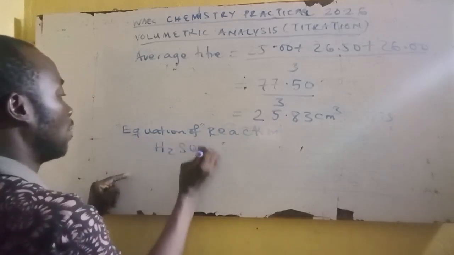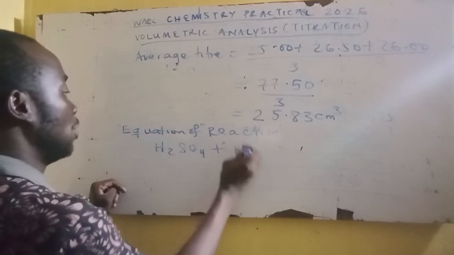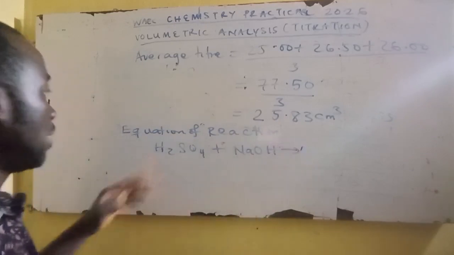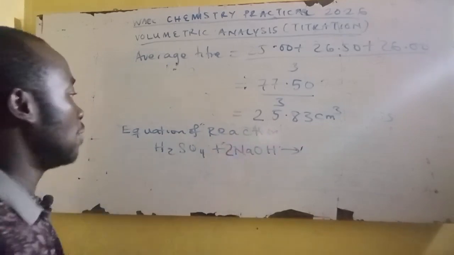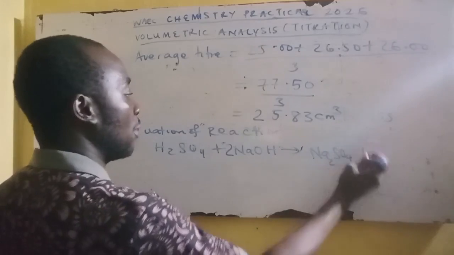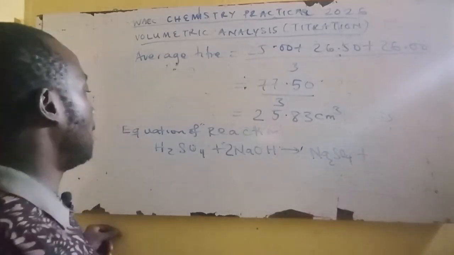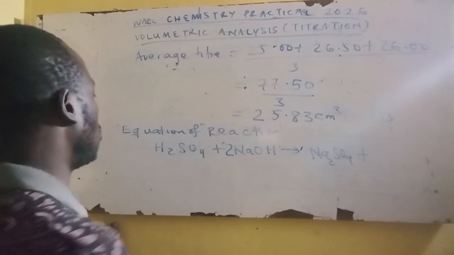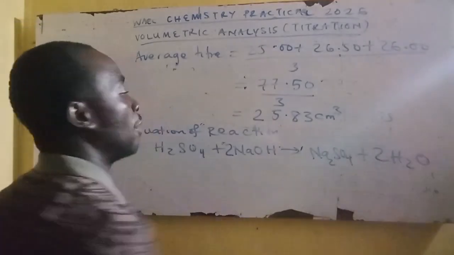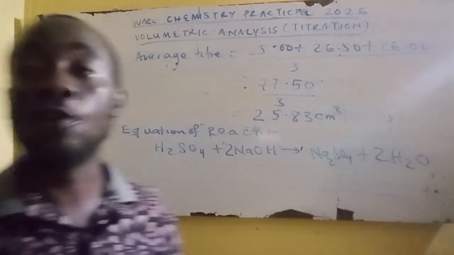H2SO4 plus NaOH. Now let's quickly see whether we can balance that. Now we are going to balance it. This is the way to balance. We have Na2SO4 plus 2H2O. Yes. So we are going to have 2H2O. Now this is the balanced equation of the reaction.